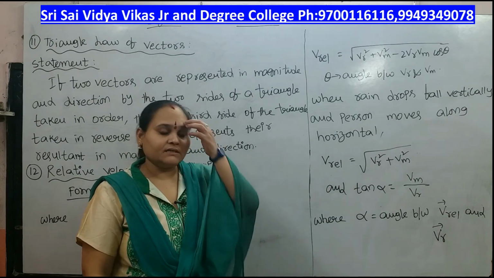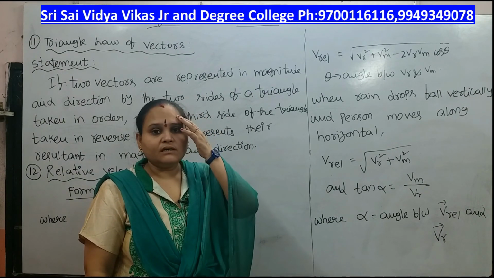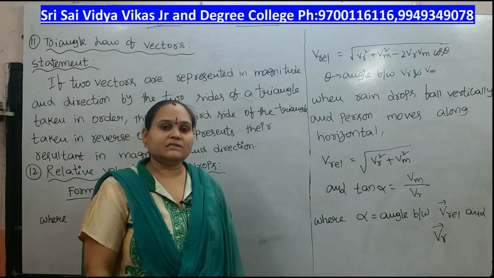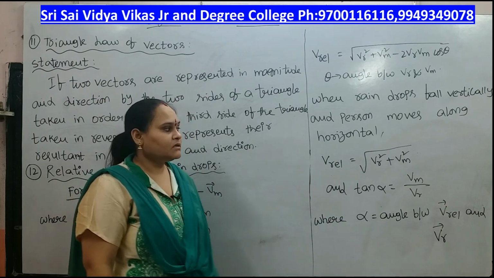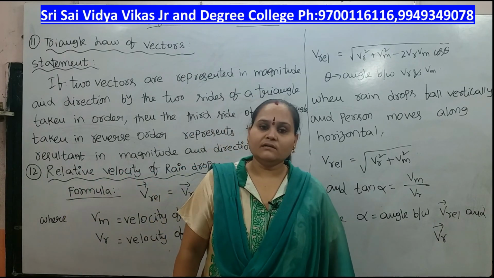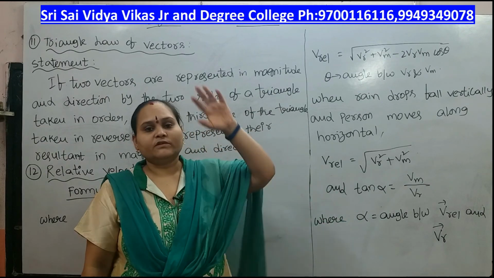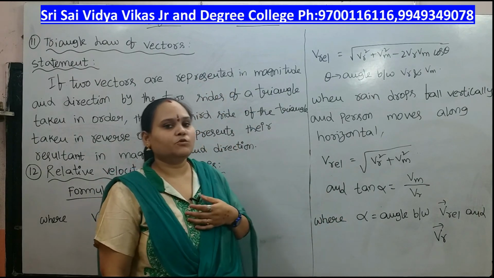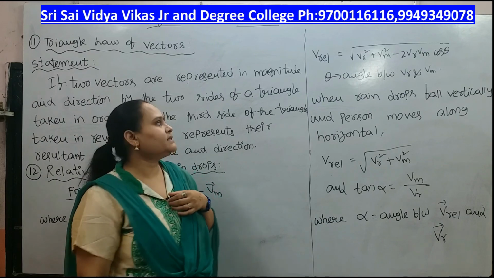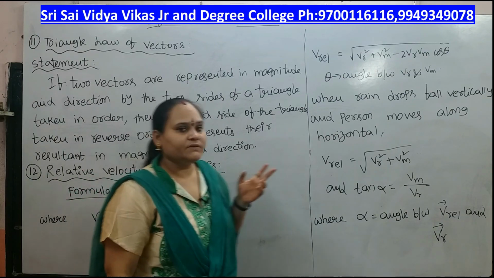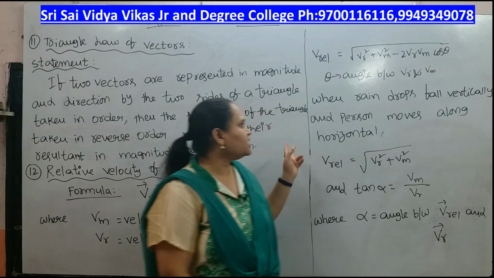Why? Because we are placing a minus sign, as they oppose each other. One body opposes the other. The motion of a body when we are observing from the secondary body is the relative motion. That's why here we are taking the minus sign. Here theta is the angle between the velocity of rain and the velocity of the man.